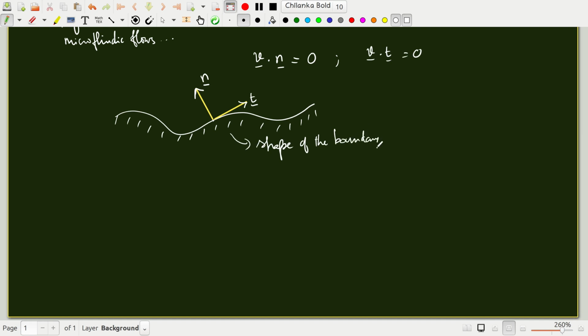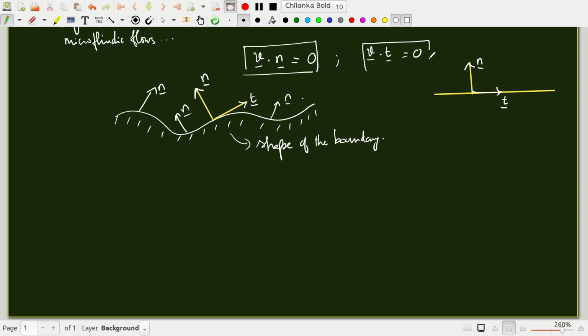Okay, n is not a constant. If you have a flat plate, n is always pointing in this direction, and t is always pointing in this direction. But if it is a corrugated or a topography that is varying in space, then n will be pointing in this direction here, it will point in this direction here, again it will point in this direction, and so on. So n is a function of the point on the boundary. That's all I want to say. But the conditions are always valid. This no normal velocity condition and no slip condition are always valid for rigid boundaries.